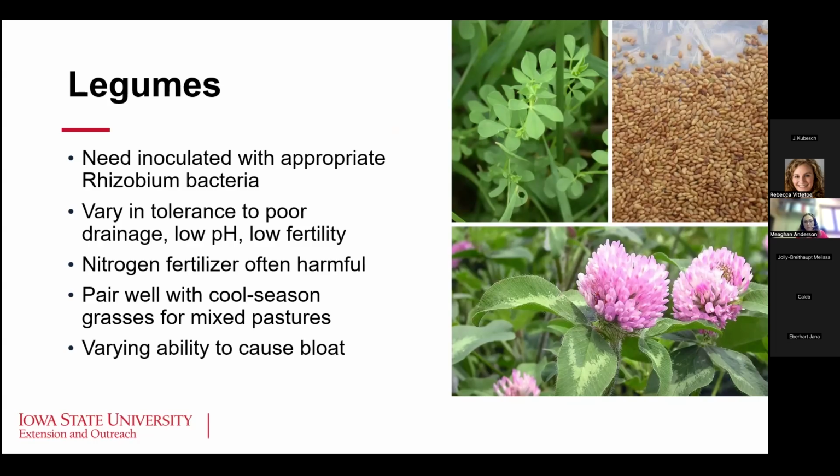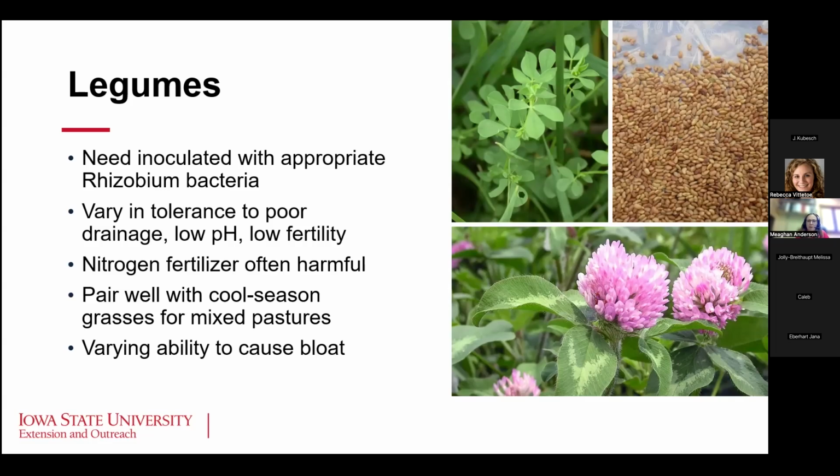If you're used to fertilizing with nitrogen and you are trying to increase the legume percent in your pasture, adding nitrogen is going to benefit the grass, and it's certainly not going to benefit the legume, and it may be quite harmful to it. Generally, especially spring nitrogen is going to favor your grasses, and it will make your legumes suffer. But overall, they pair really well with cool season grasses for mixed pastures.